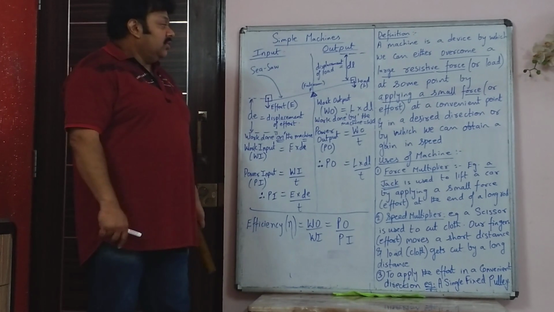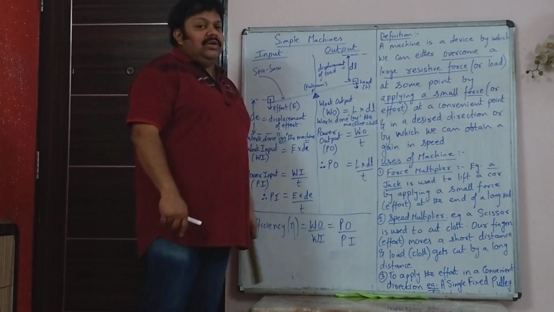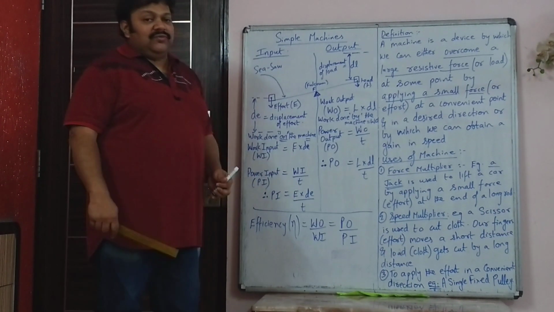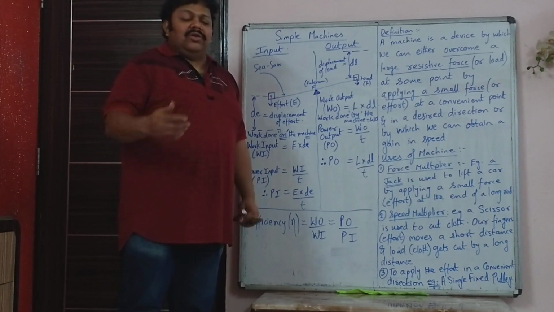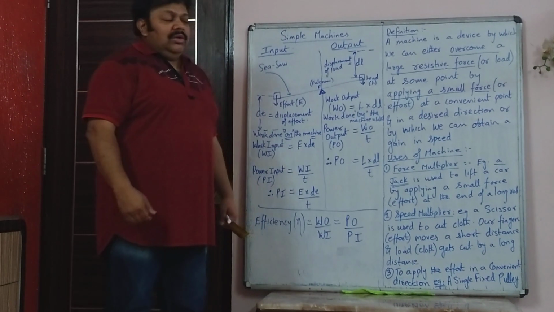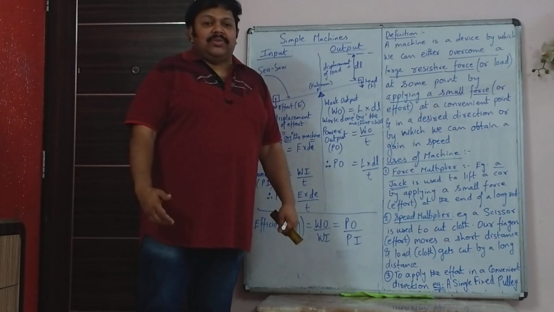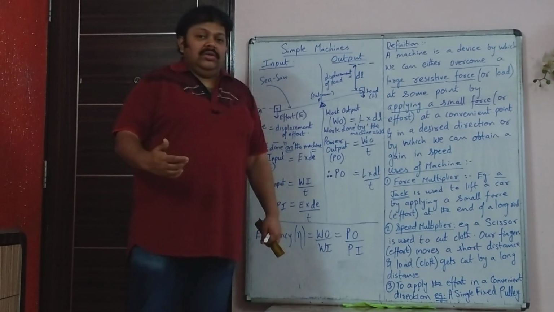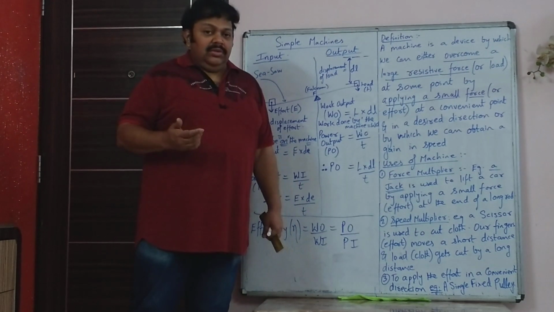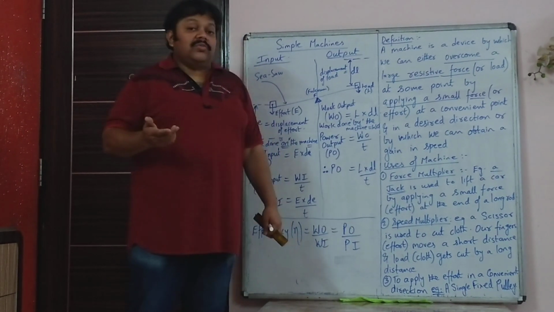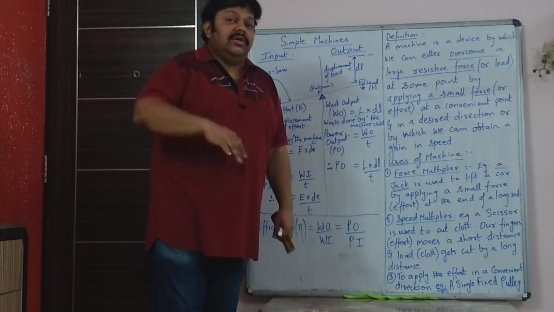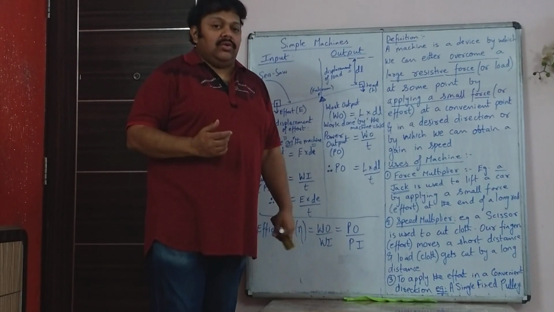So a simple definition of a simple machine: what do you use a simple machine for? That combination of the uses has been put as the definition of a machine. A machine can be used for multiple purposes. For example, by applying a small effort, you can lift a large load. Such machines are called force multipliers. Force multipliers means small effort lifting a much larger load.